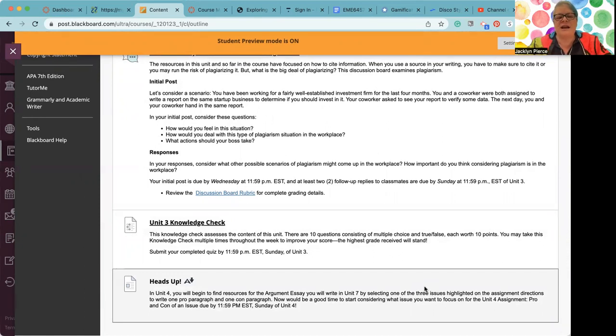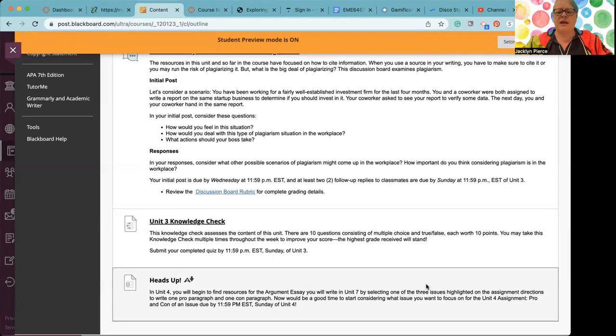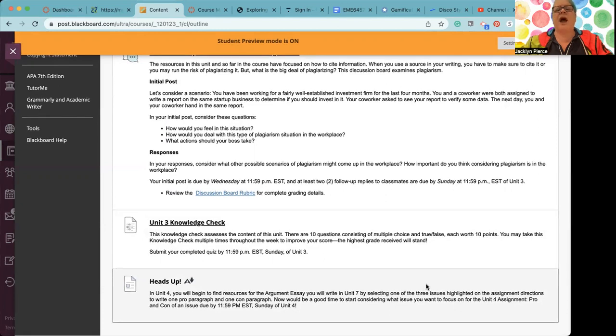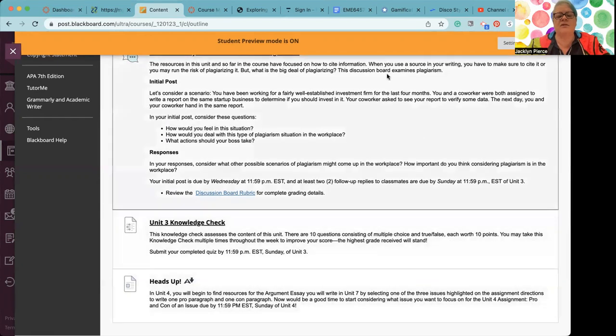You have until Sunday night, of course, to complete it as many times as possible. There are always 10 questions of multiple choice and true false. And of course, like it says, you can keep taking it if you want to. The highest grade is the one that you keep. So even if you take it again and you don't do as well, which usually doesn't happen, you're still going to have your highest score.